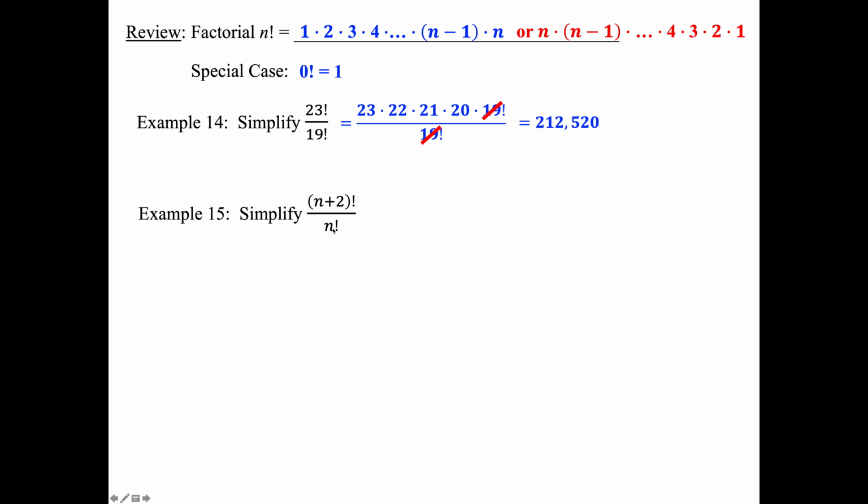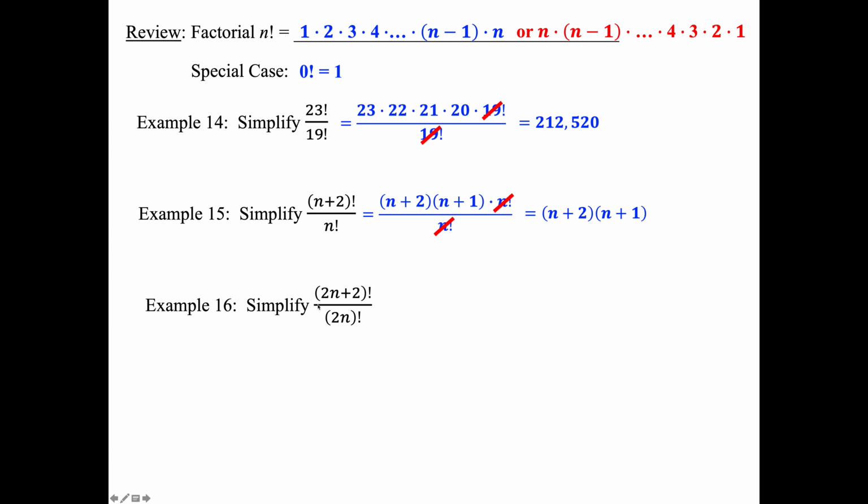All right, if they give us variable expressions, don't panic. n plus 2 is definitely bigger than n, so we're going to start counting down by 1. So we start with n plus 2. We subtract 1 from n plus 2, we get n plus 1. We subtract 1, we just get n. Stop. That's your denominator. n factorial over n factorial cancel. There's my two binomials being multiplied together. It's now simplified.